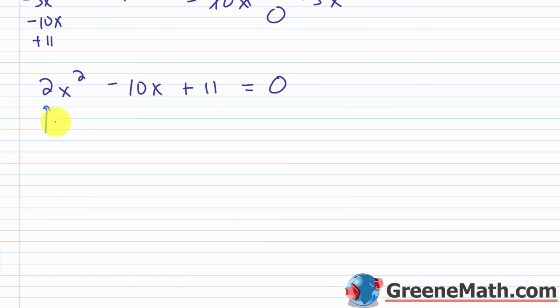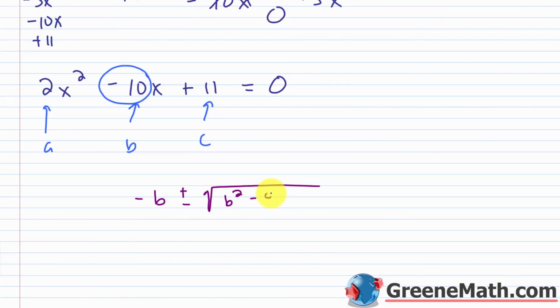So again, this is A, this is B. It's the whole thing. It's the negative and the 10. And then this is C. So we take these and we plug them into the quadratic formula. So the quadratic formula, again, is negative b plus or minus the square root of b squared minus 4ac all over 2a. And our variable in this case is x, so I'll put x is equal to this.